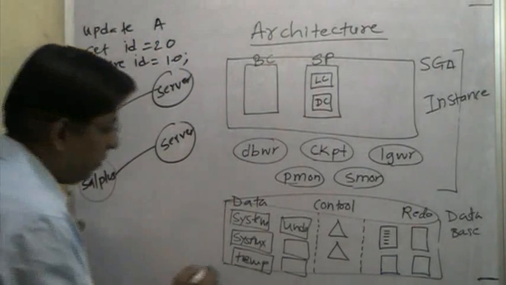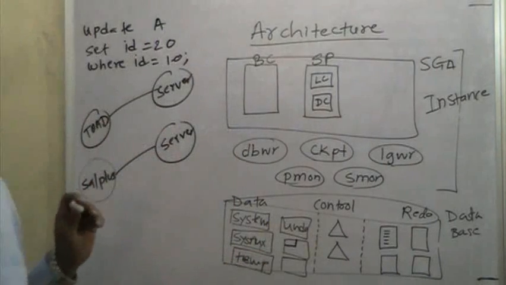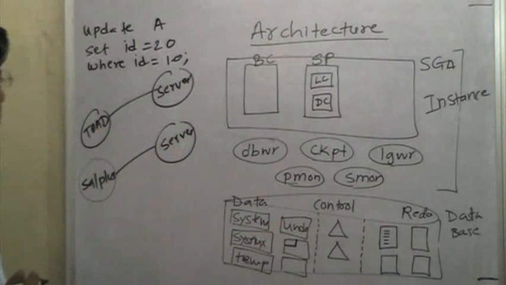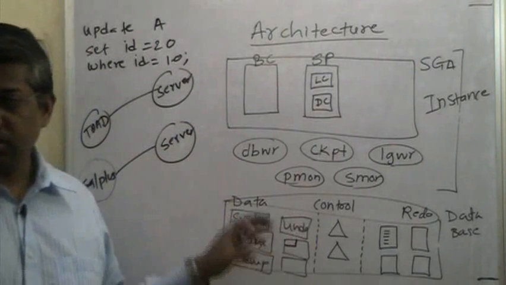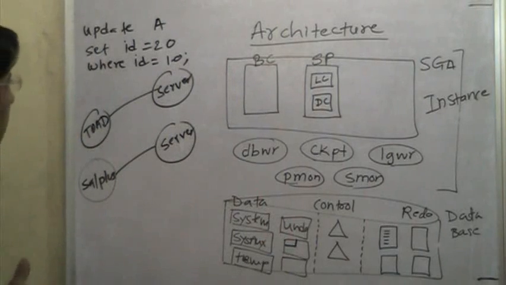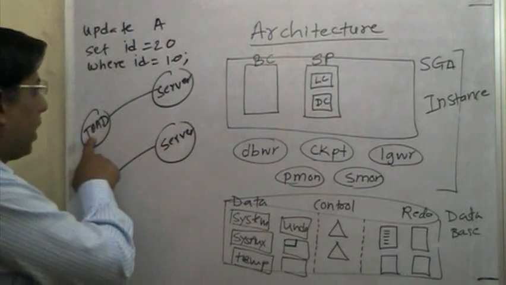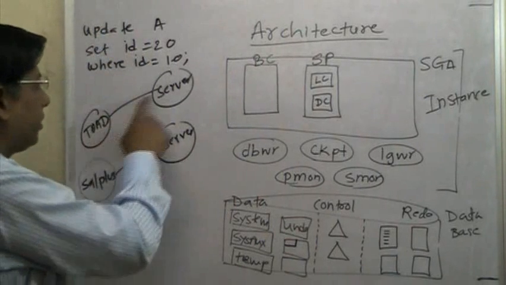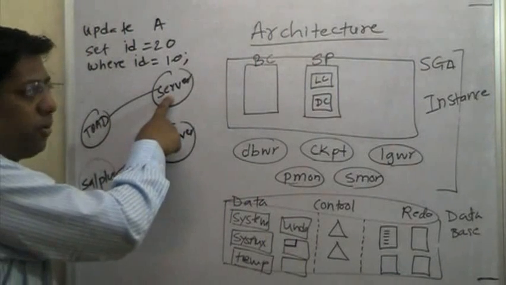Table A obviously is going to be sitting in one of the tablespaces here. There is an extent of that table, and inside that extent there are blocks, and inside the blocks there are rows. Now how are things going to happen? The very first time this SQL*Plus or the Toad client executes this update statement, the statement will go to the server process.